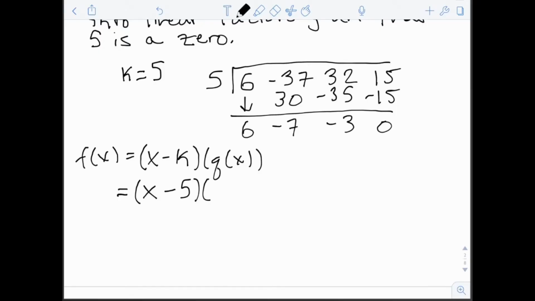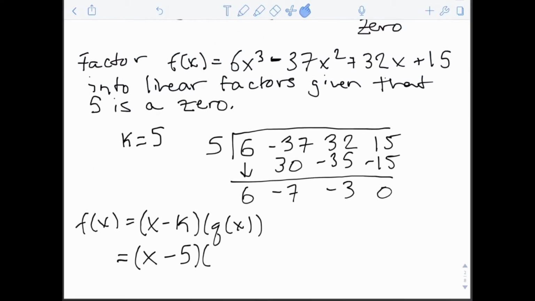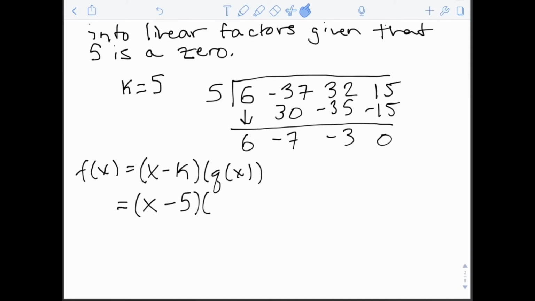And then our quotient. So in order to write our quotient, we need to have 1 degree less than our original. So let's go ahead and look at our original. So we are dealing with a 3 in this case, so our quotient is going to start with a degree of a 2. So in this case, we will have a 6x squared minus 7x minus a 3.